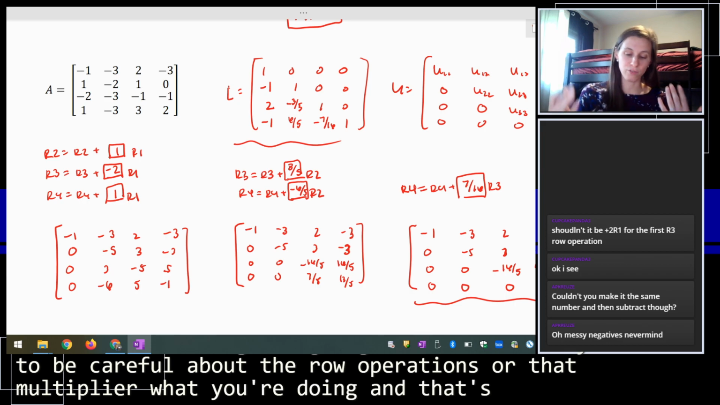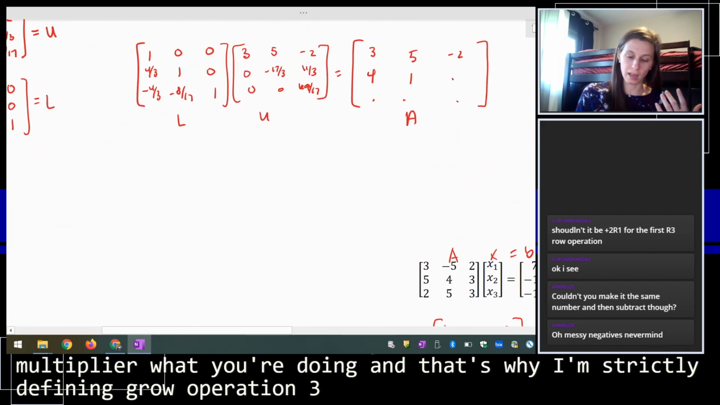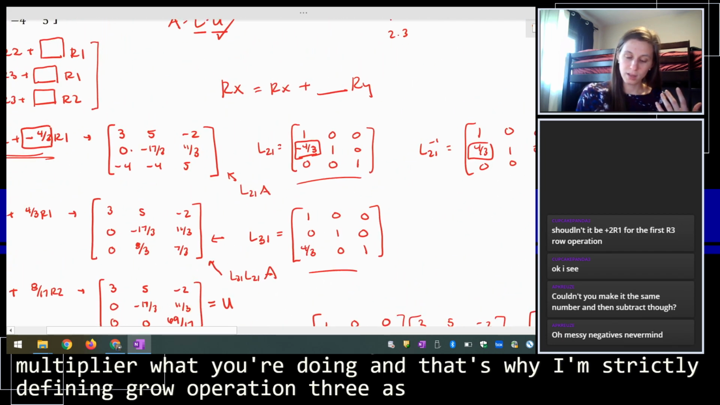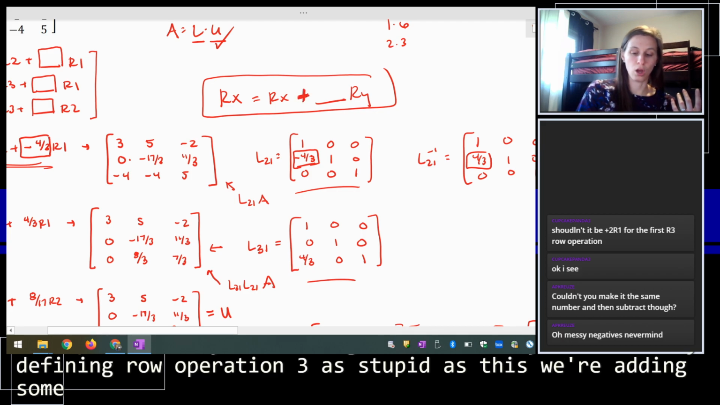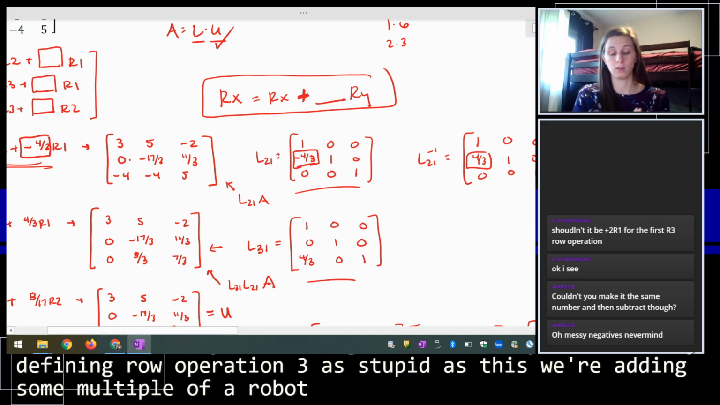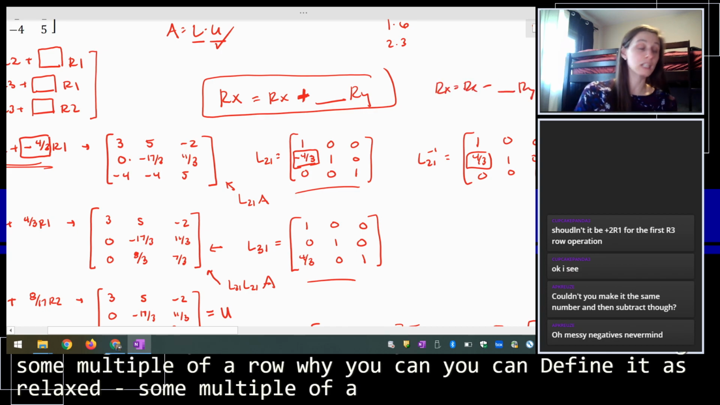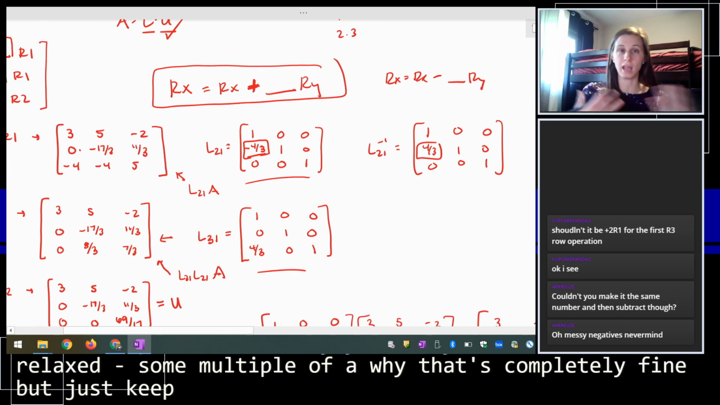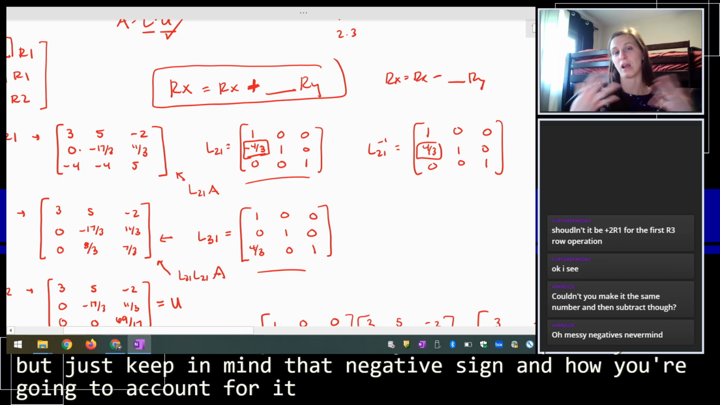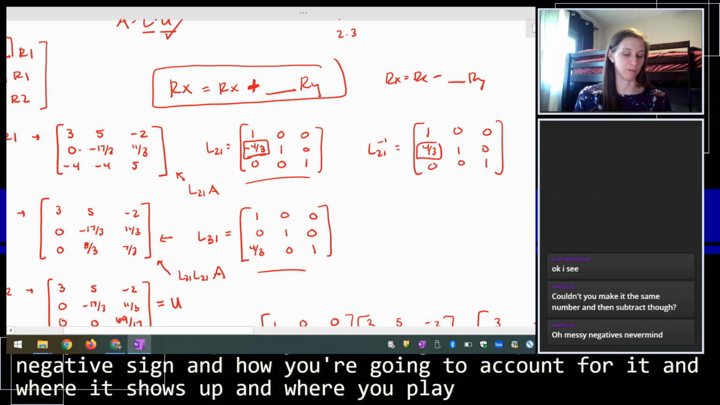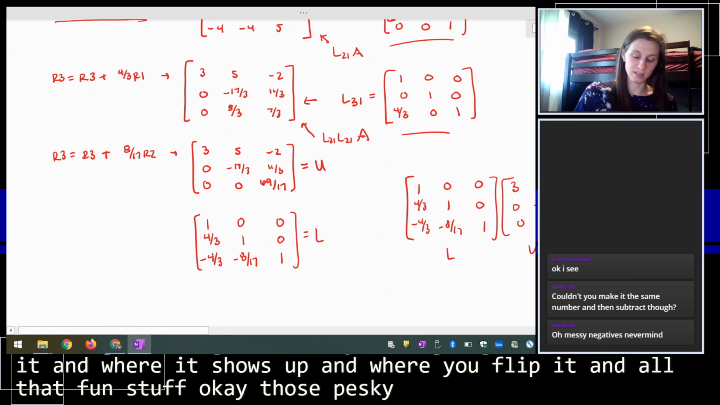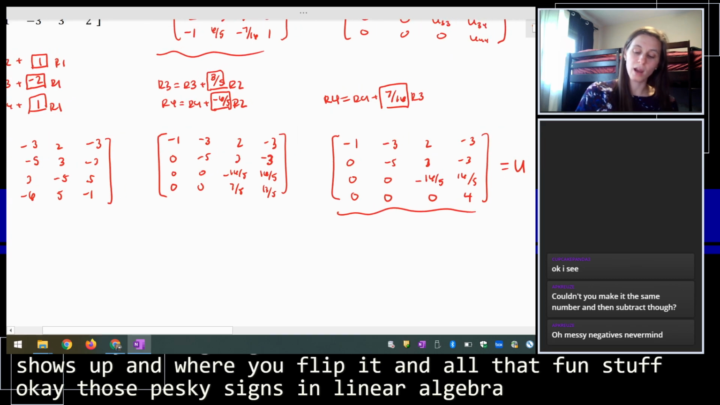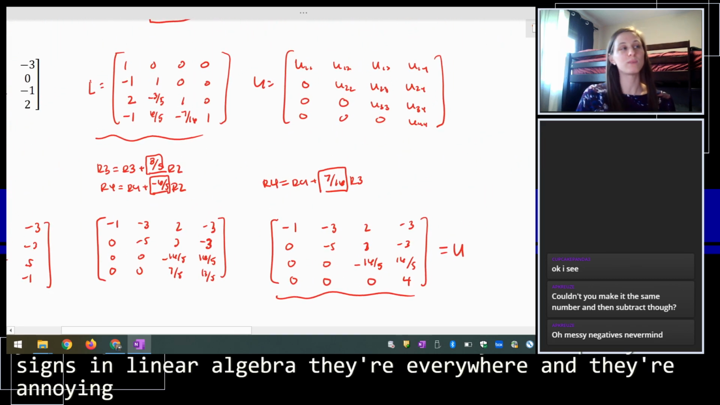So you need to be careful about the row operations and that multiplier. That's why I'm strictly defining row operation 3 as this, where I'm adding some multiple of row Y. You can define it as row X minus some multiple of row Y. That's completely fine, but just keep in mind that negative sign and how you're going to account for it, where it shows up and where you flip it and all that fun stuff. Those pesky signs in linear algebra, they're everywhere and they're annoying and they always mess you up.